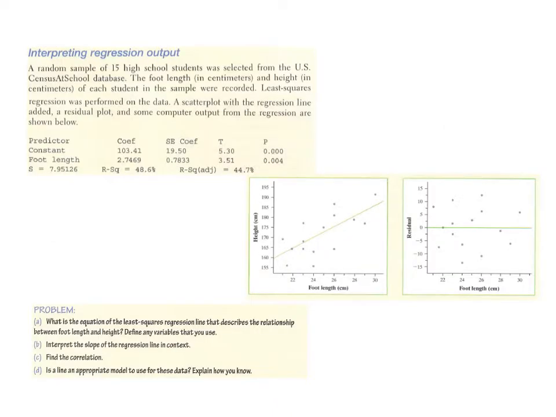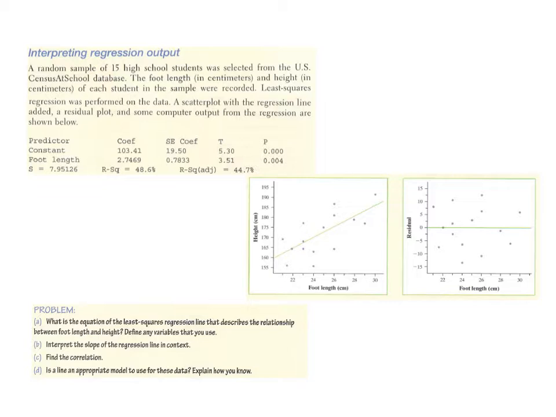Let's look at this example using this computer-generated data. A random sample of 15 high school students was selected from the U.S. Census at School database. The foot length in centimeters and height in centimeters of each student in the sample were recorded. Least squares regression was performed on the data. A scatter plot with the regression line added, a residual plot, and some computer output from the regression are shown below.